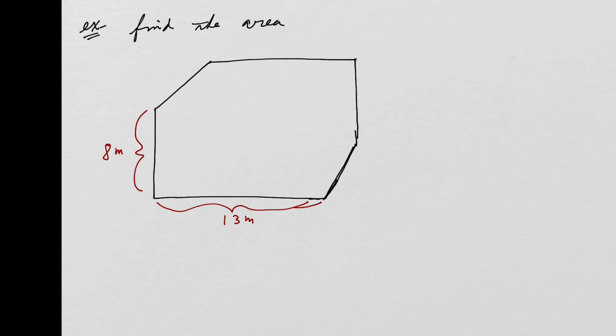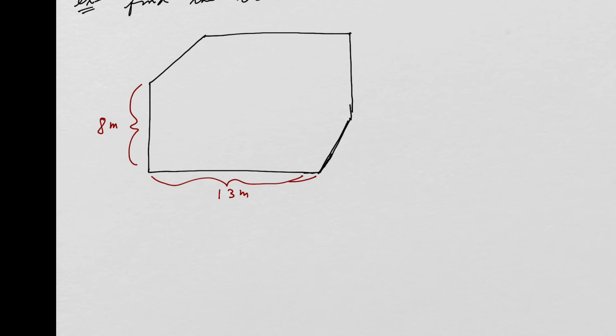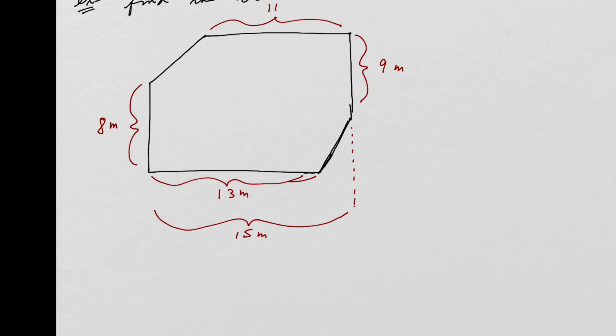And let's say if I went all the way down to the end, so if I go all the way to, let's dash it out here, if I go from there all the way to here, let's say that's 15 meters. Let's say this is 9 meters. And then we'll say that this is 11 meters. Okay, so I want to find the area of the shaded region, the area of this figure.